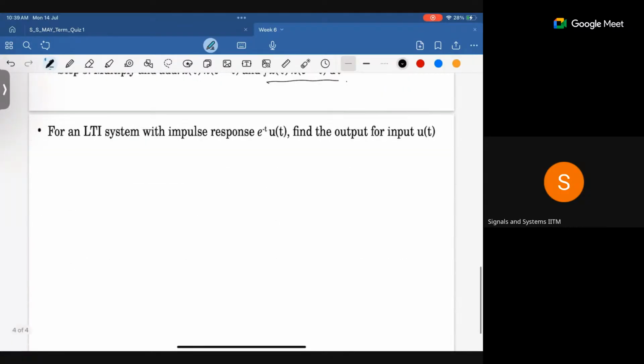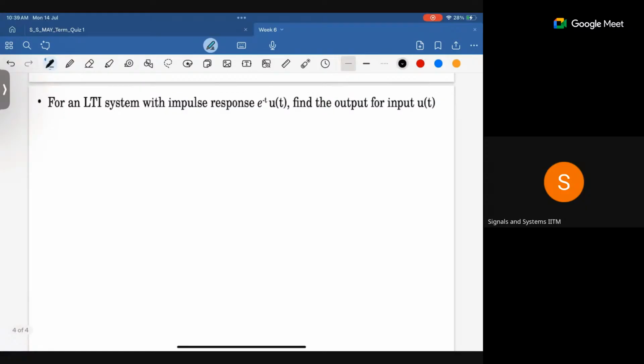I will show you the animation also, but let us solve one simple example. Let's say this is the impulse response of an LTI system, so this is h of t for us. The output we want is for the input u of t, so x of t is u of t. We all know u of t is 1 when t is greater than or equal to 0, and 0 when t is less than 0.